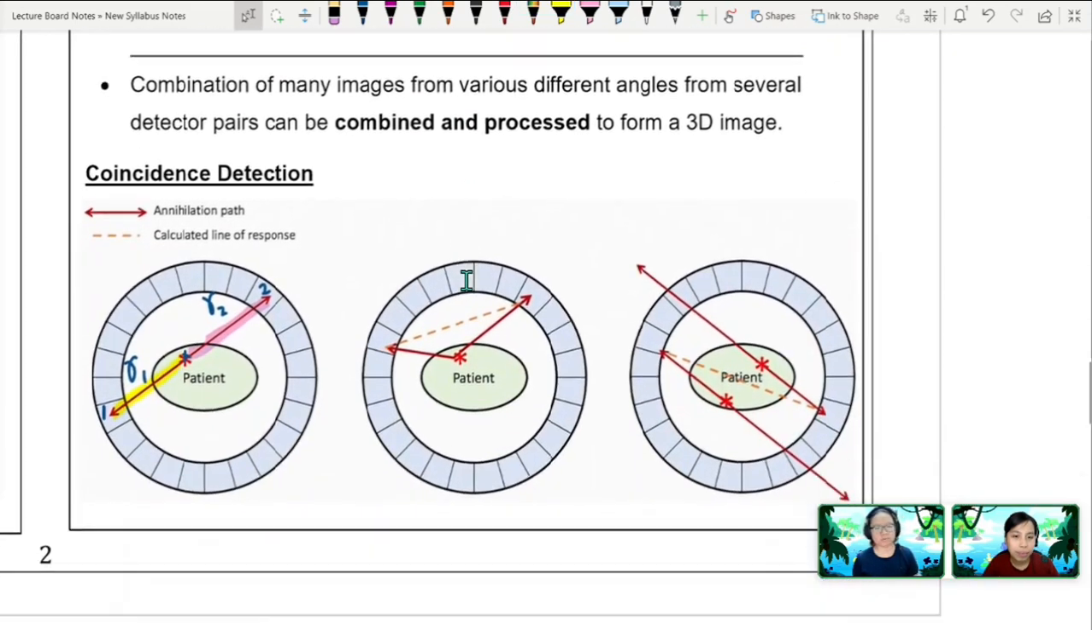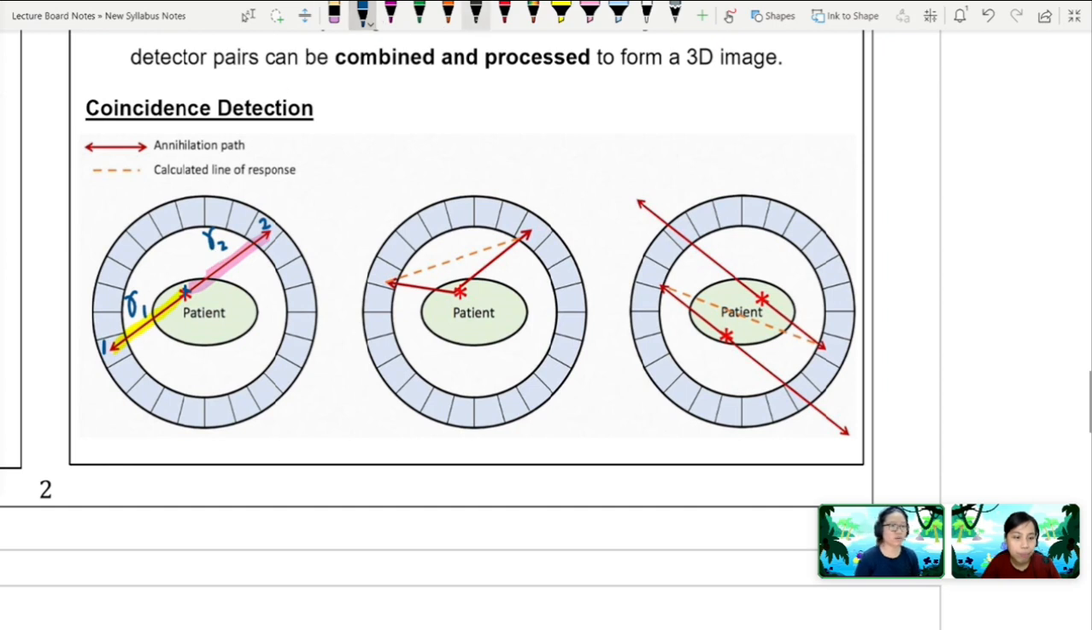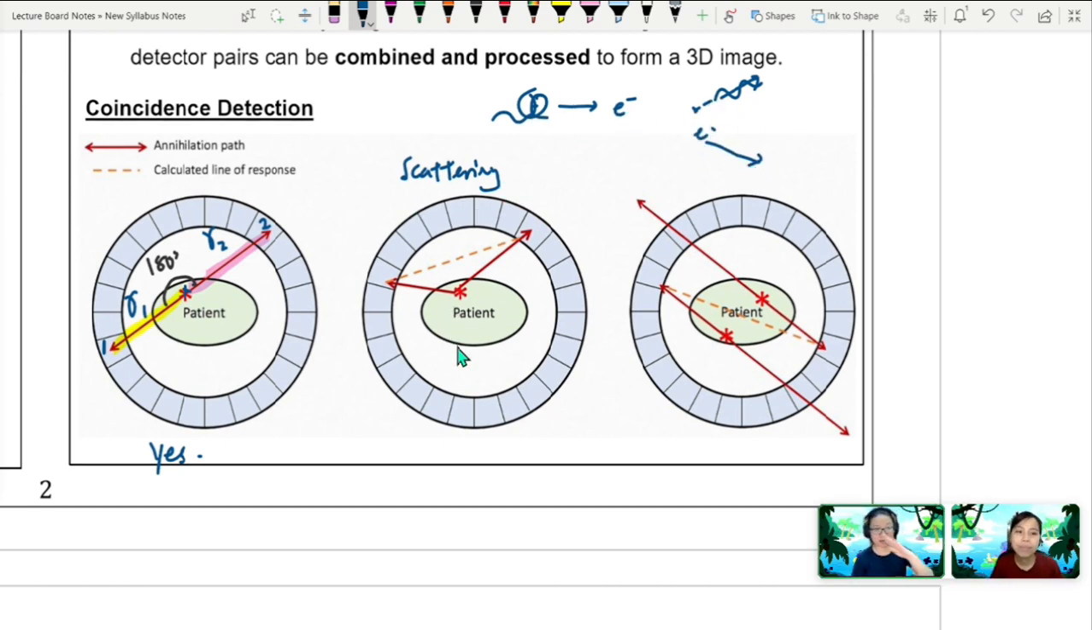I want you to look at a few other types of detection that can happen inside the ring detector. The first one is the normal coincidence. This is 180 degrees. This is the actual data that we want. But sometimes, due to scattering, if you remember from quantum physics, whenever a gamma photon hits an electron, the gamma photon will go in one direction and the electron will go off in another direction. So due to scattering, sometimes it will change direction. This one we have to ignore, because if we take the line of response and do some coordinate geometry to find the straight line connecting these two coordinates, it makes no sense because I don't even have a patient on this line.